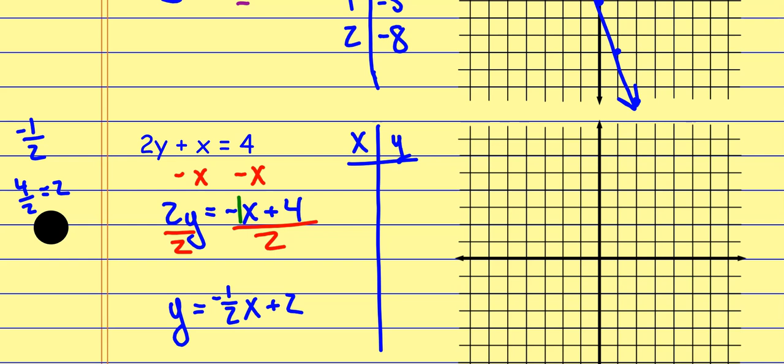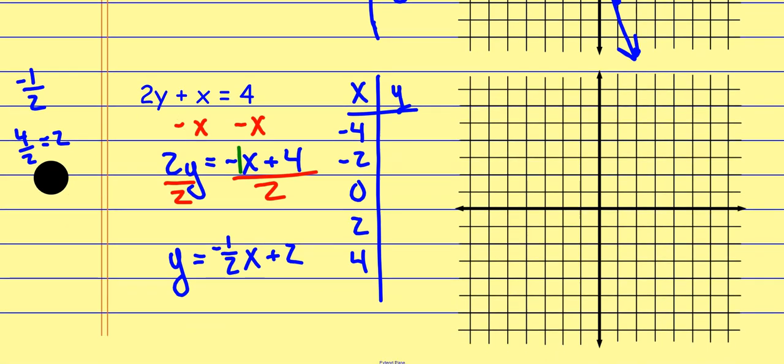Maybe instead of those typical values, maybe I'll use things like negative 4, negative 2, 0, 2, 4. I'll use values that are divisible by 2 because that's the first thing I have to do when I plug it in, okay? So now, again, times a negative 1/2, that's the same thing as divided by negative 2. So right here, when I plug these guys in, mental math, here we go.